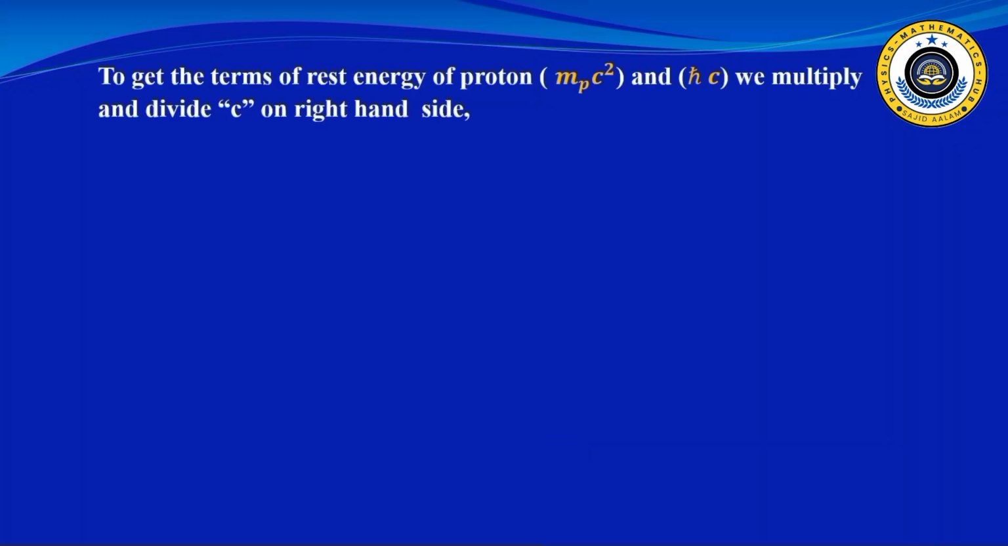To get the terms of the rest energy of the proton, mc square, and h cut c, we multiply and divide by c on the right hand side. So we get lambda P is equal to 2 pi h cut into c divided by the square root of 2 times the kinetic energy of the proton into the mass of the proton multiplied by c. We can write this as lambda P is equal to 2 pi h cut c divided by the square root of 2 times the kinetic energy of the proton, times the mass of the proton into c square.